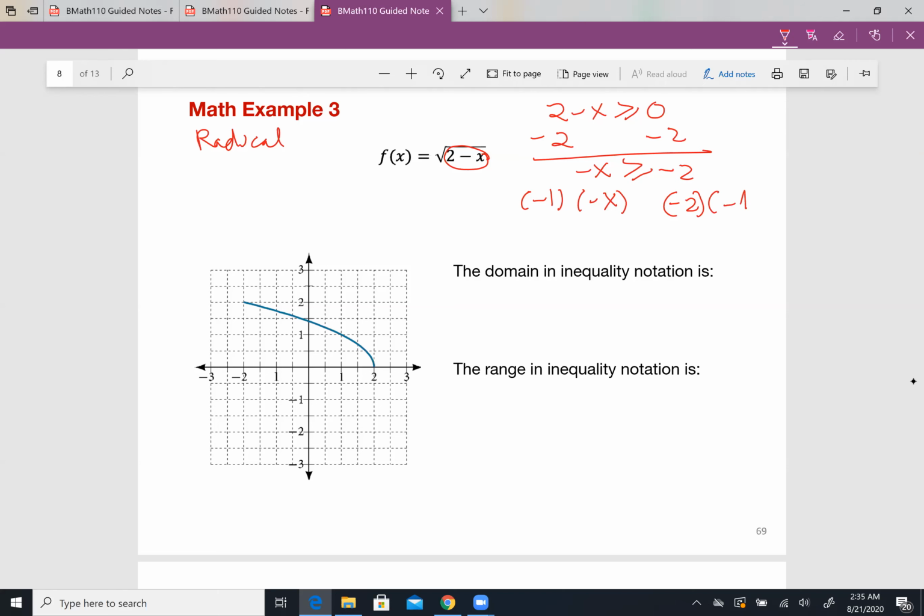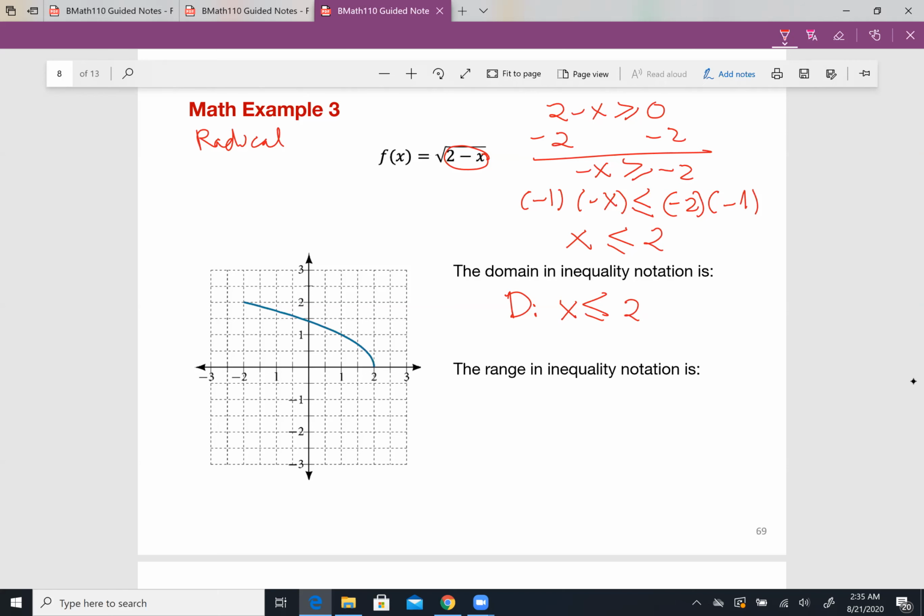Since I multiply by a negative number, I have to change the sign of the inequality to the opposite way. So greater than or equal to now becomes less than or equal to, and the variable becomes x less than or equal to 2. So the domain is x less than or equal to 2.